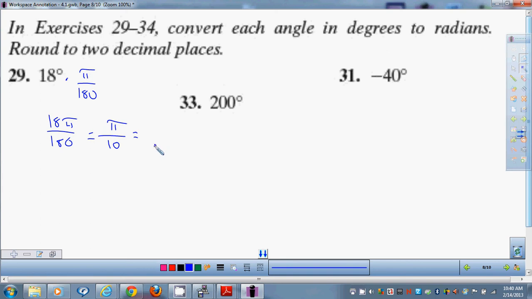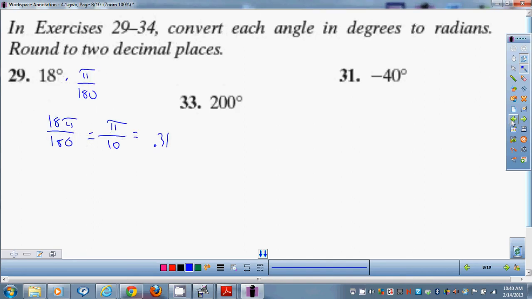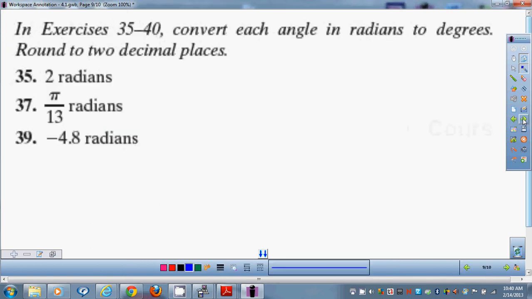Last slide. So these convert to degrees. Again, round to 2 decimal places. Oh, these are the ones I was telling you. So we do have a slide for them, where they may not put pi in there every time. So we'll do 37 and 39 together.